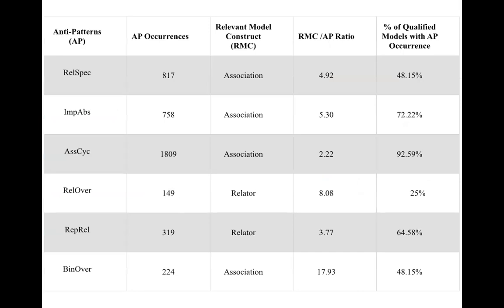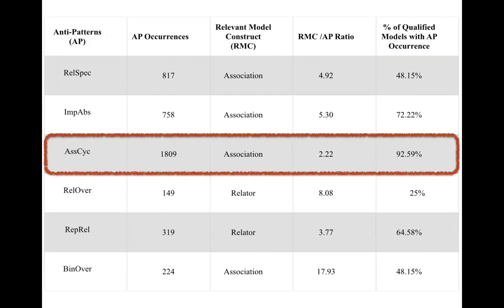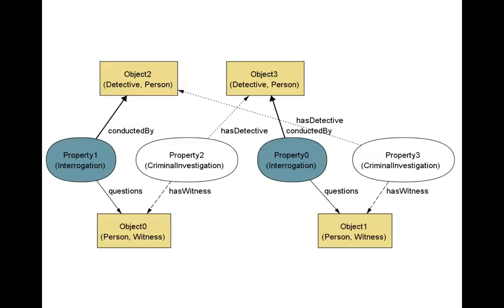Here is just one empirical work that we did in a repository of OntoUML models in many different domains, in many different sizes, and so on, just to give you an idea of how often these anti-patterns appear in these models. For example, this relation specialization is the one that we saw with the heart example. It appeared 817 times in this repository. The association cycle appeared 1,800 times. So this is, for example, a detective that conducts an interrogation in a criminal investigation of which he's not part. So he's part of a criminal investigation, and he conducts an interrogation in another criminal investigation of which he's not a participant.